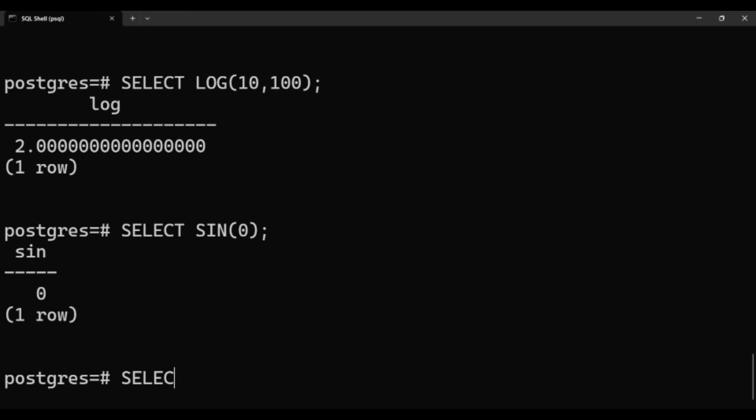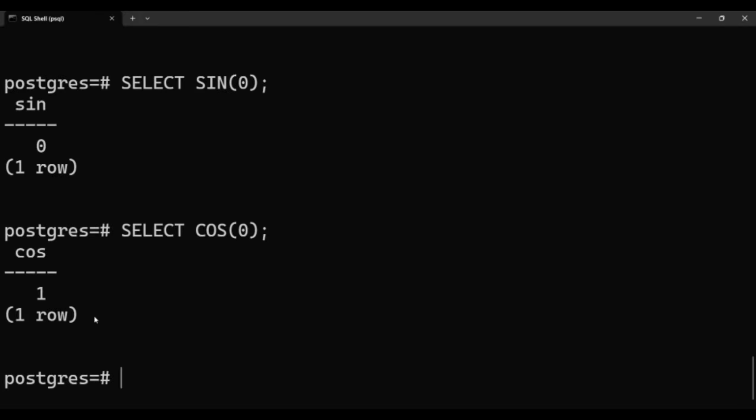Log of 100, the base value is 10. That's how we will get the output 2. Next, trigonometric functions. There are different types of trigonometric functions. Let us see a few of them.